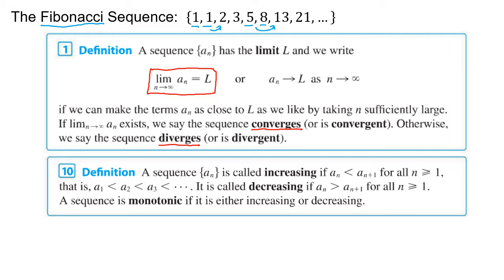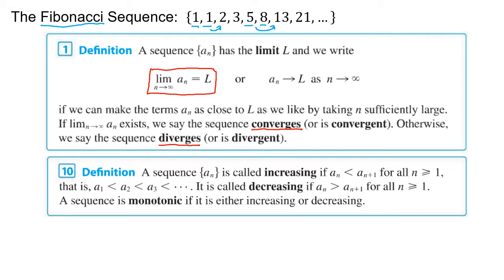And then a sequence is increasing if all of the values, a sub n, is less than a sub n plus 1 for all n greater than or equal to 1. And so in that case, basically the next term down is just bigger. The Fibonacci sequence is an increasing sequence because every term going further down the list is bigger than the previous terms.